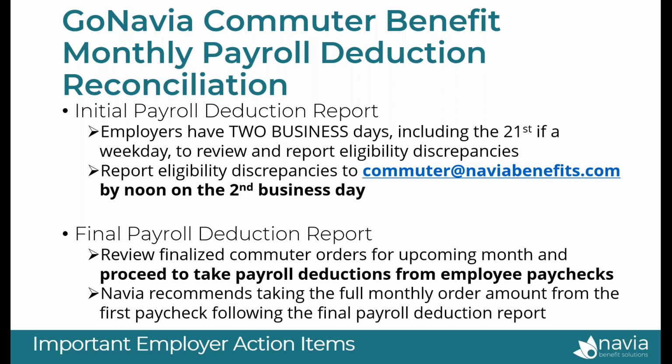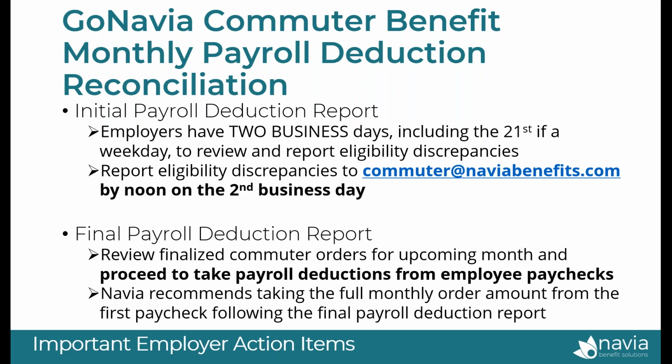It's important that all discrepancies are sent to commuter@naviabenefits.com by noon Pacific Standard Time on the 2nd business day. Again, that email address is commuter@naviabenefits.com.